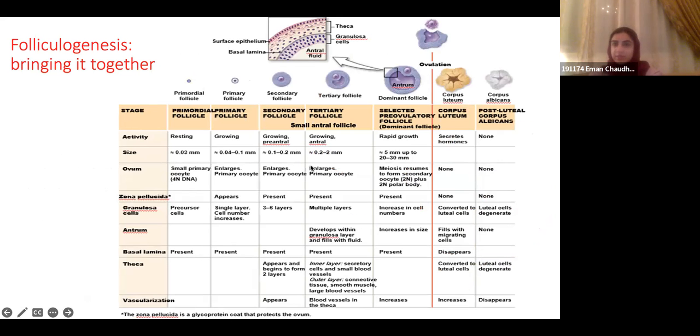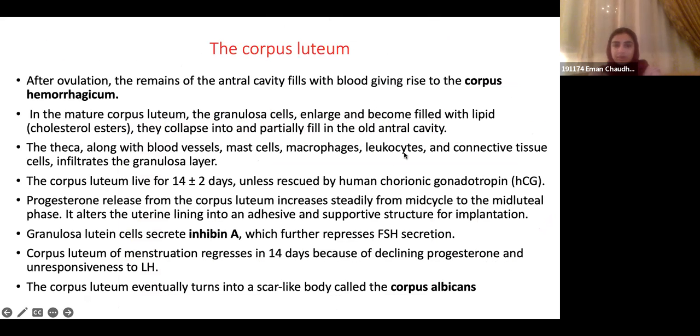This is a quick table that the doctor included for you guys, if you want to understand it more in terms of the timing, everything. So what is present and what is not present at certain times. But we went through all of this in the review, and we already talked about this.